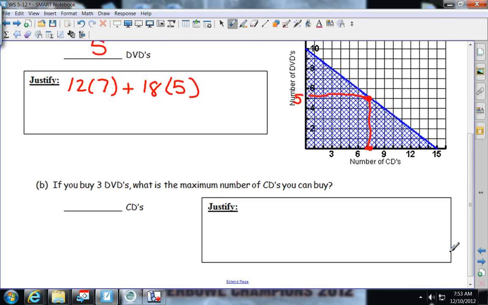Then it says, if you buy 3 DVDs, what is the maximum number of CDs? So if I go back over here and go to 3 DVDs, 1, 2, 3. There's 3 DVDs. Let's go over to the line. The whole number that's closest to the line is right here, and I go down. What number is that? That is 10. So it would be 10 CDs.